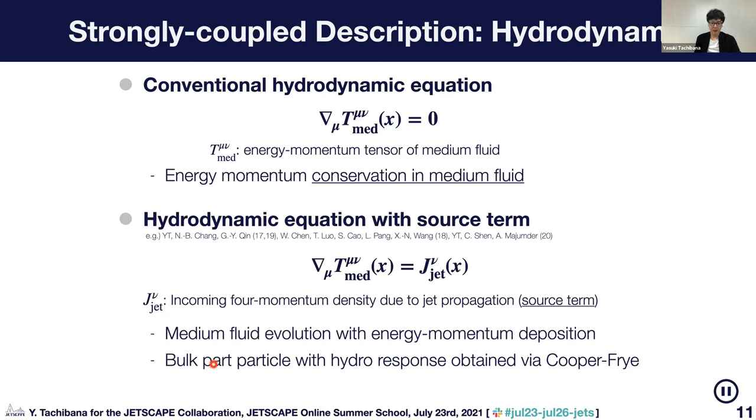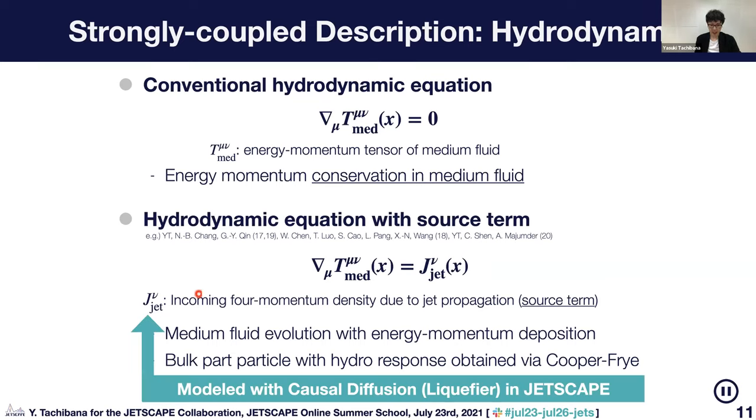And in the end, we can obtain particles from the bulk, with the contribution of energy momentum deposition from the jet, by using the Cooper-Frye formula in the same way as the conventional hydrodynamic model. And this J is modeled with the causal diffusion module in JETSCAPE. I'd like to explain about this module in the next slide.